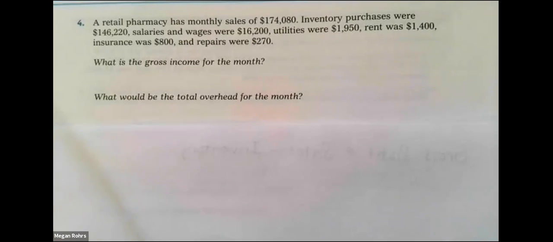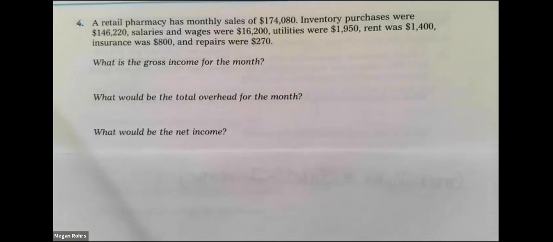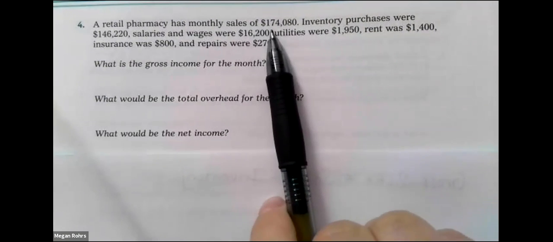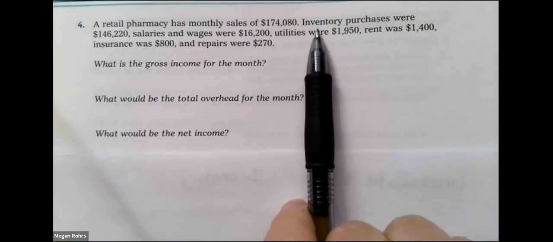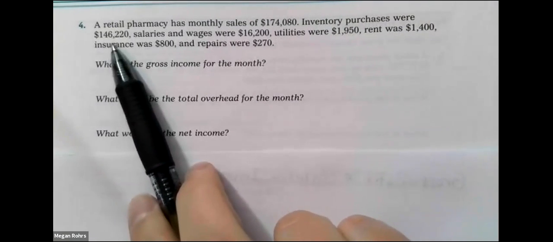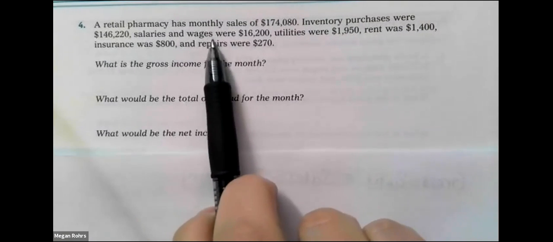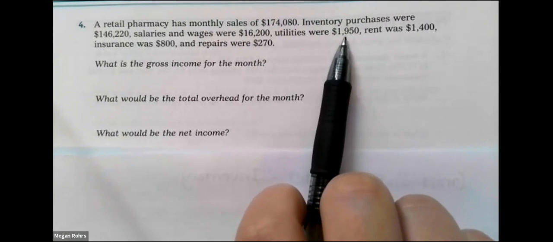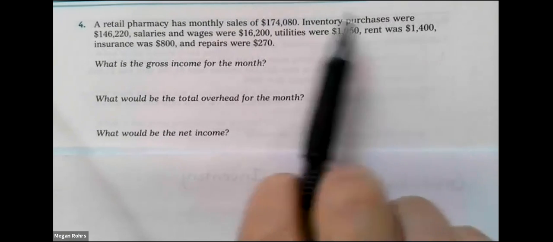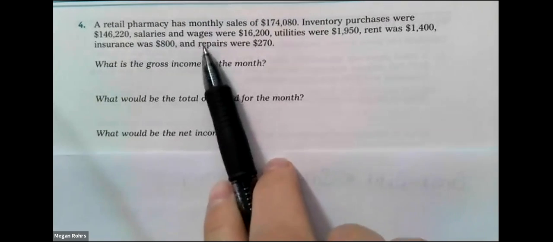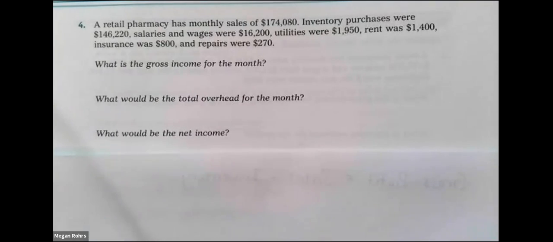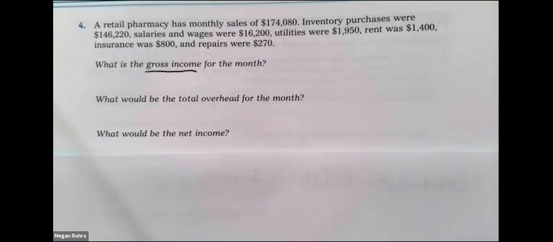Okay, I'm looking at number 4 on page 468. So a retail pharmacy has sales of $174,080, inventory $146,220, salaries and wages $16,200, utilities $1,950, rent $1,400, insurance $800, and repairs for $270. What is the gross income? So remember, gross income is just sales minus inventory.